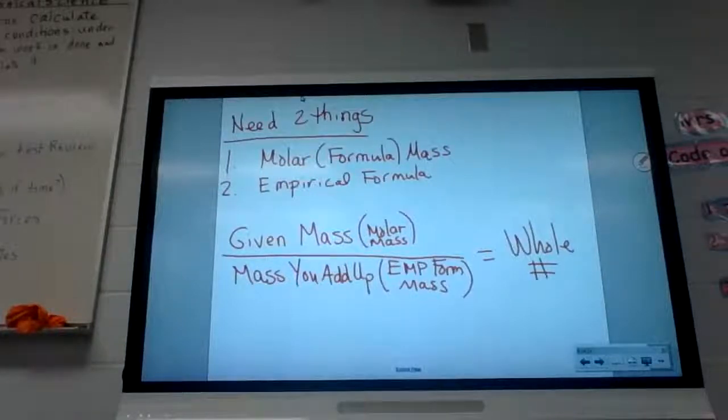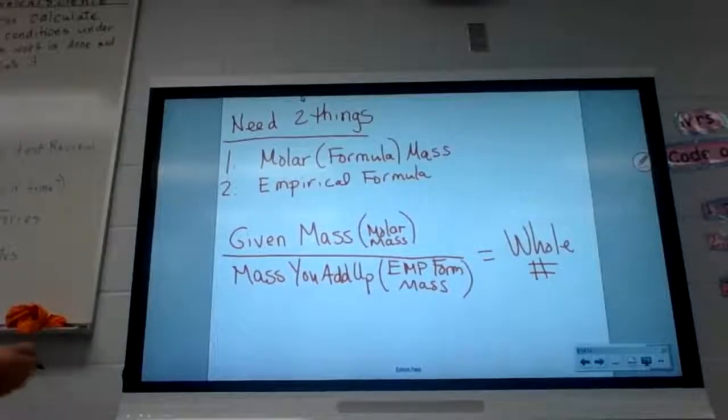Okay? You're going to take the mass they give you, which is that molar mass. You're going to divide it by the mass you add up, which is the empirical formula's mass. That's just like adding up molar mass. You already know how to do this. Almost nobody got it wrong on the test. When you divide, you're going to get a whole number.